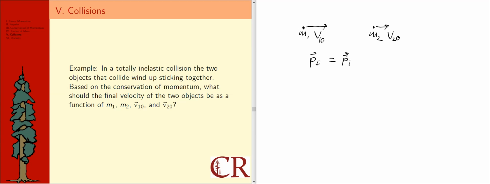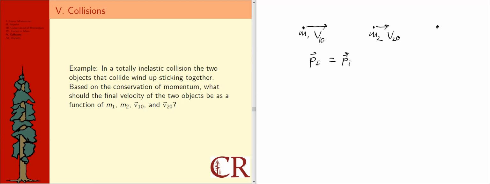But what I know is that if I look at the combined system of m1 and m2, if there are no external forces, and even not knowing the details of the forces of interaction between these two particles, those are internal forces, so the net force is going to be zero on the system, which means that momentum is definitely conserved. And after they've collided with each other, they're going to wind up sticking together.